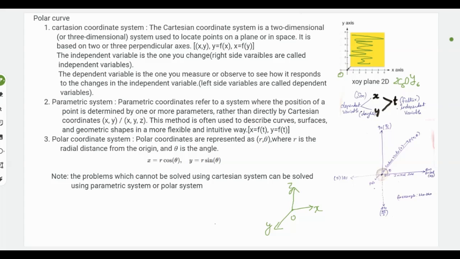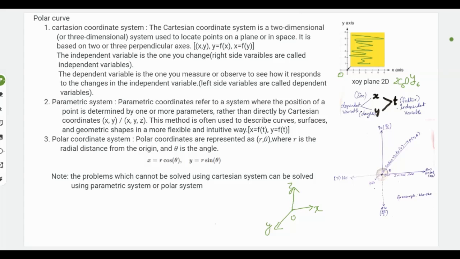So next one is the parametric system. A parametric coordinate refers to the system where the position of the point is determined by one or more parameters. For example, if you take t as father and x and y as son and daughter, then x and y depend on t. So here x and y are dependent variables and t is the independent variable, where both dependent variables depend on the same variable t. So that will be parametrics.